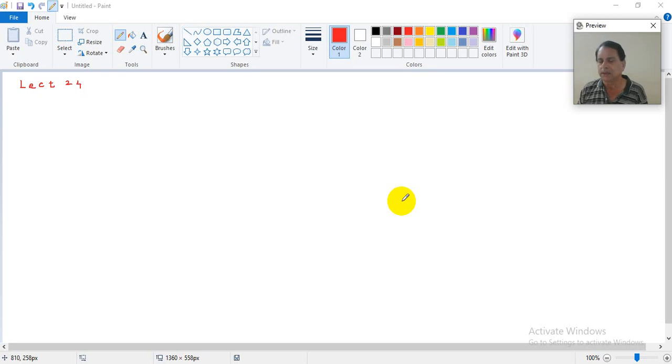We know that there is something called a singular matrix, and something called a non-singular matrix. What do you mean by that? Whenever a square matrix is given, you can calculate the determinant of that matrix, right?